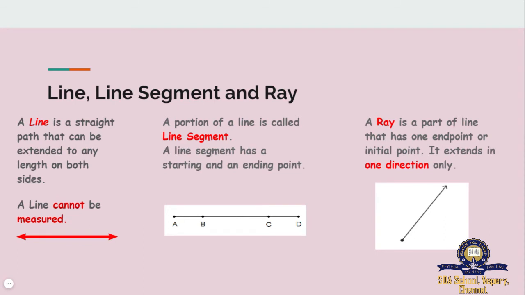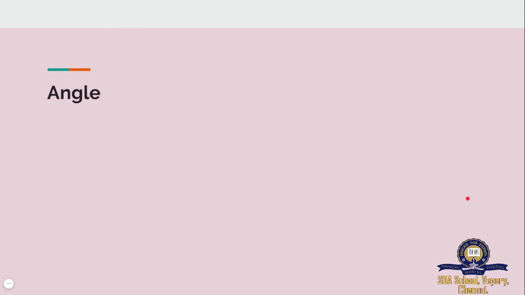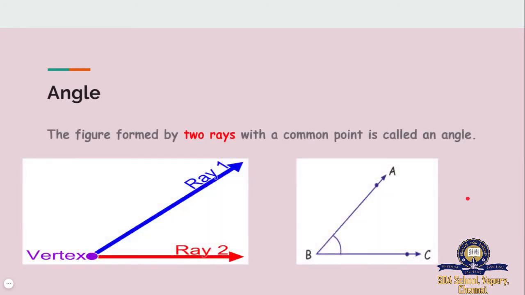Now we'll move on to angle. So what is an angle? The figure formed by two rays with a common point is called an angle. So you can see the picture.